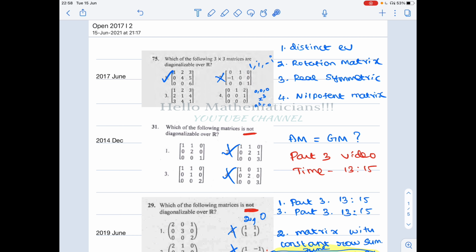Basically what it does is E1 goes to minus E2, and E2 goes to E1. I am just talking about this 2 by 2 block, a matrix from R2 to R2. It is a rotation by 90 degrees because (0,1) goes to (0,-1) and (1,0) goes to (0,1). So it is a rotation matrix.